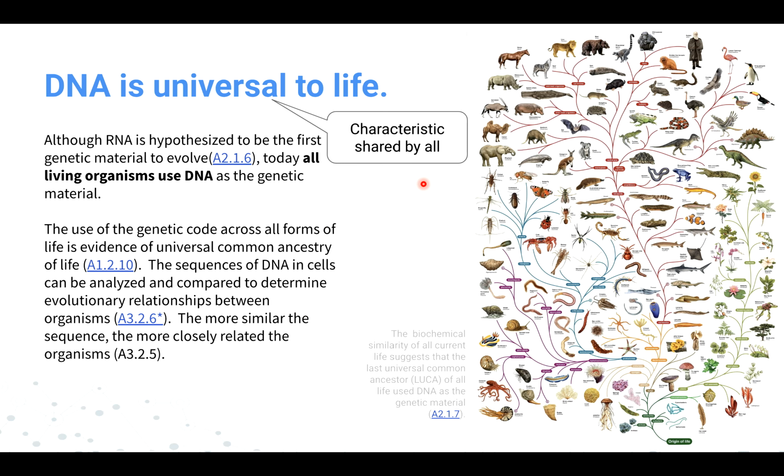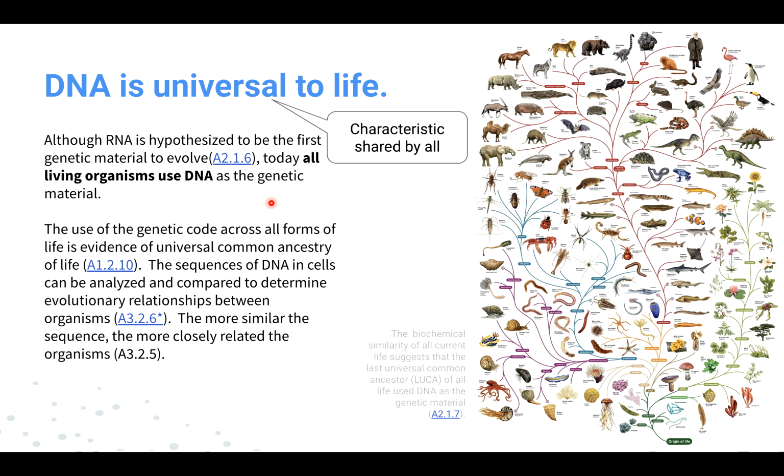Next, DNA is universal to life. When we say universal, it means it's a characteristic feature of any living organism, right? Although RNA is hypothesized to be the first genetic material that evolved, that was a hypothesis. Today all living organisms use DNA as genetic material. But of course we can't deny there are some viruses, like reovirus, retrovirus, poliovirus, AIDS virus, HIV, coronavirus, that have RNA as a genetic material, right?